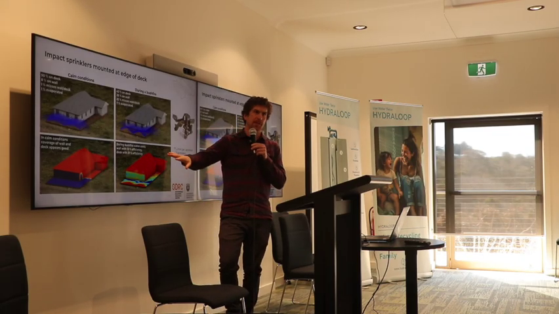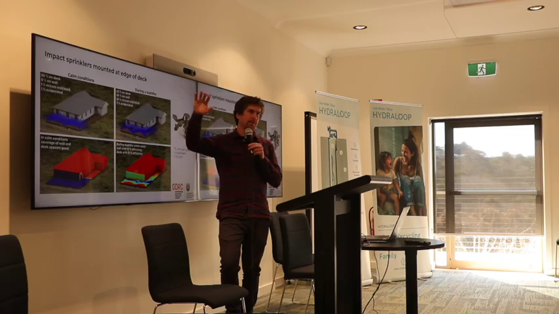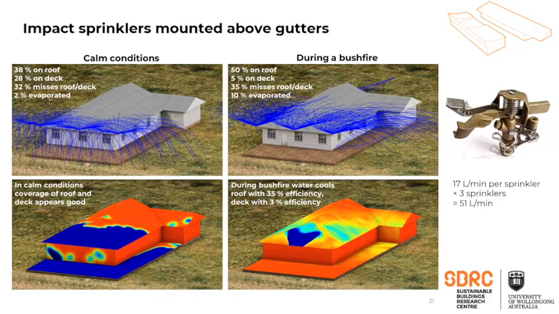If it's blue, it means the radiant heat flux is totally mitigated, and so the temperature's not rising through time. If it's any other colour, it's rising, and so if the radiant heat flux was there long enough, it would ignite any combustible materials. So again, impact sprinklers mounted above the gutters, the same 3. So again, it's a very low flow rate in this simulation.